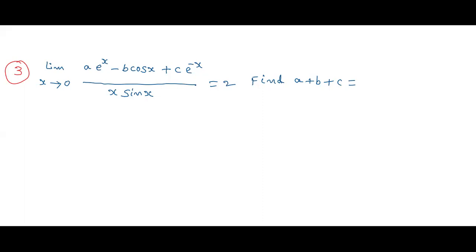Substitute the limit. Here the limit value is already given, finite, not infinite. So if you substitute the limit, the numerator will be finite. What do we get for the numerator? A minus b plus c, since cos 0 is 1. A minus b plus c is equal to 0. This is one equation. Now do the L'Hospital rule.